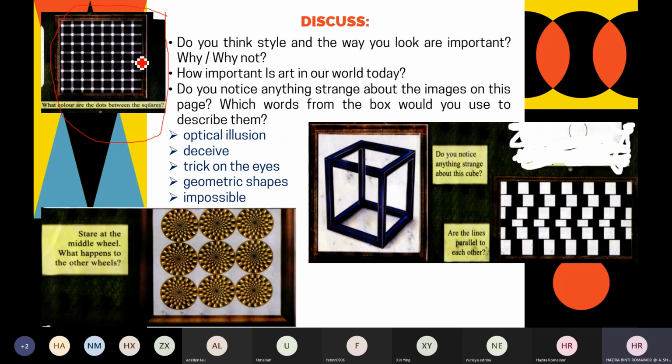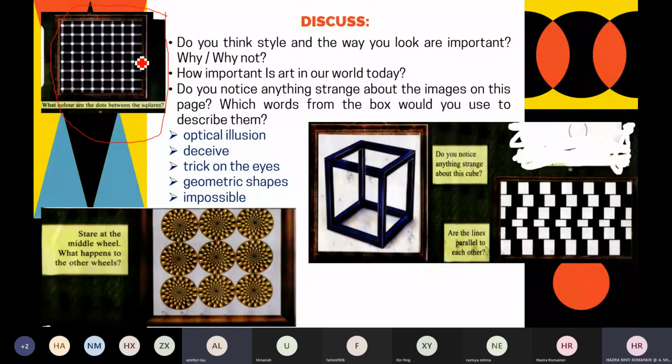The question is, what color are the dots between the squares? Soalan dia tanya, what color are the dots between the squares? Apa color dot tersebut di antara kotak-kotak itu? Adeline, what color do you see? White.